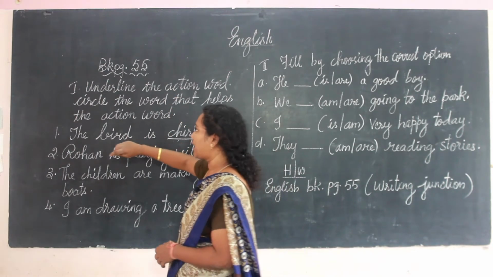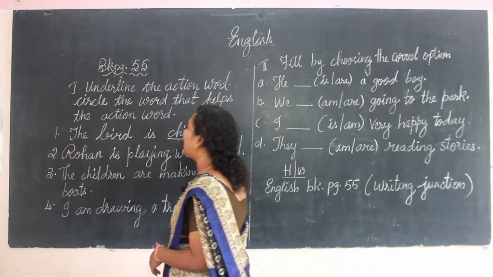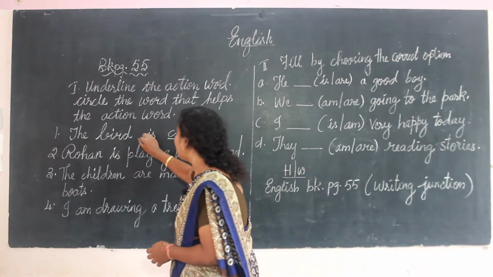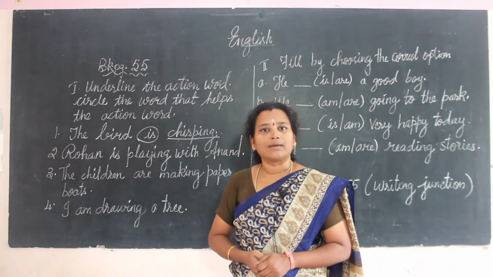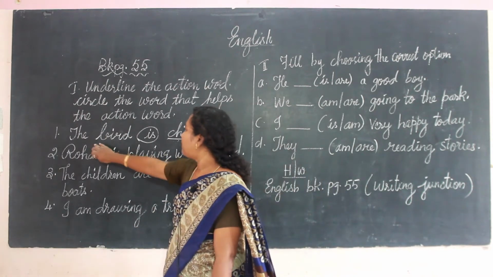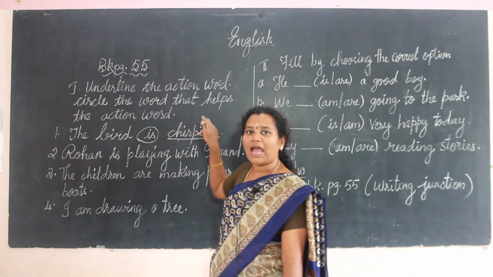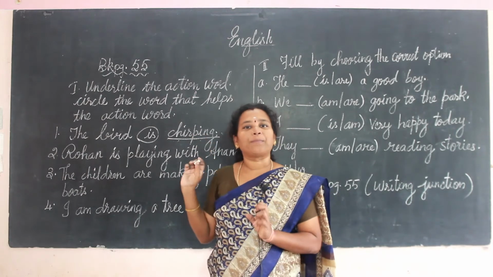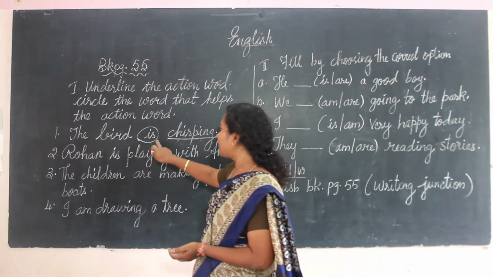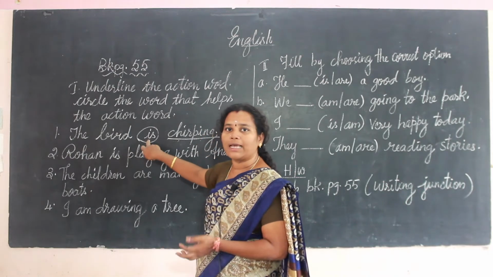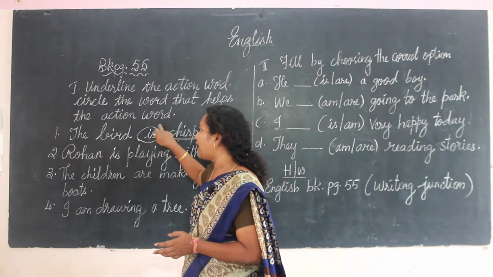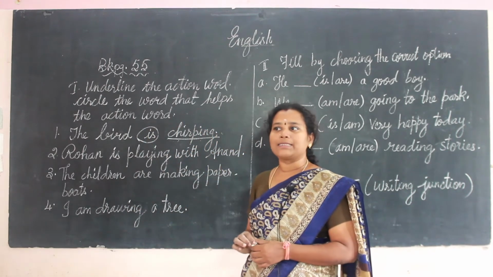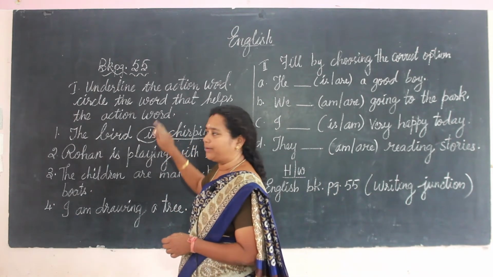So again, what is the next question they have asked? Circle the word that helps the action word. The word which is helping the action word is "is". That we have to circle. Again, I'm repeating. The bird is chirping. Chirping is an action word. It is showing some action. What is the action it is giving? Chirping. It is making some sound. So what is the helping verb? This is the helping word. Before the action word, there is "is", which is the helping word.